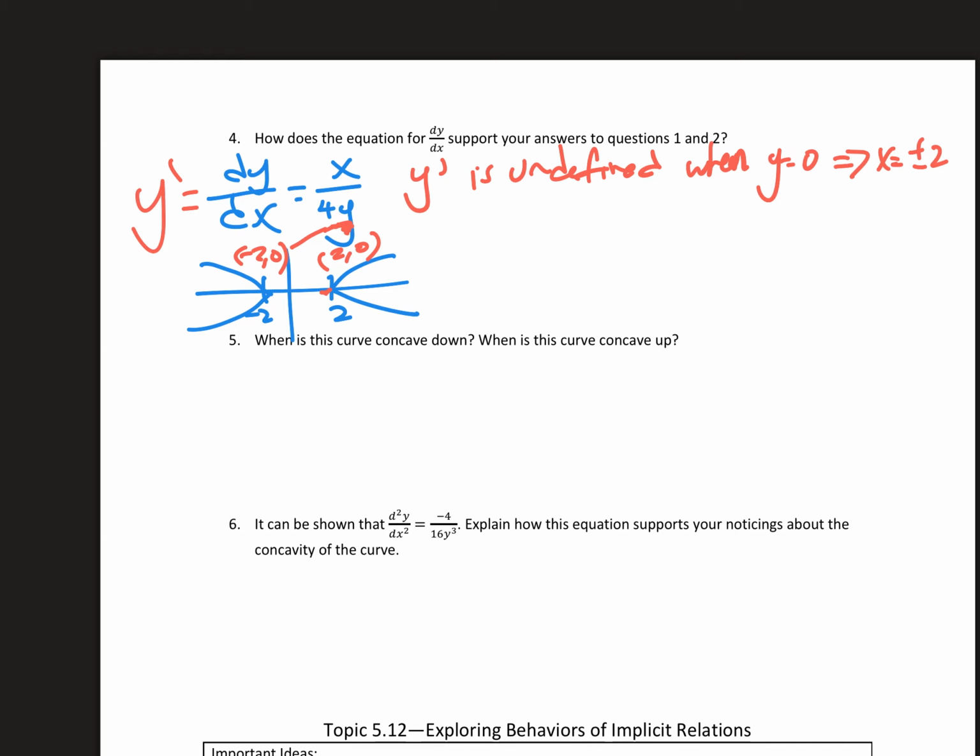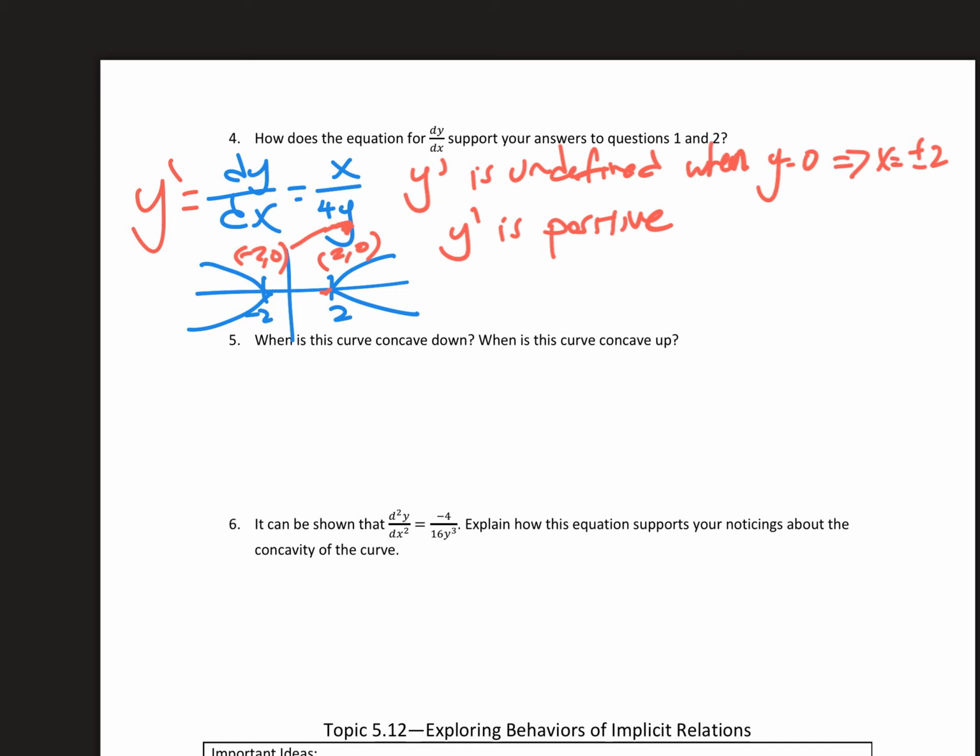Let's look at number 2 about increasing and decreasing. When is y increasing, meaning y prime is positive? When is y decreasing, meaning y prime is negative? So let's look at what's happening. Y prime is positive. Well, where's the slope positive, folks? The slope is positive in quadrant 3 and quadrant 1.